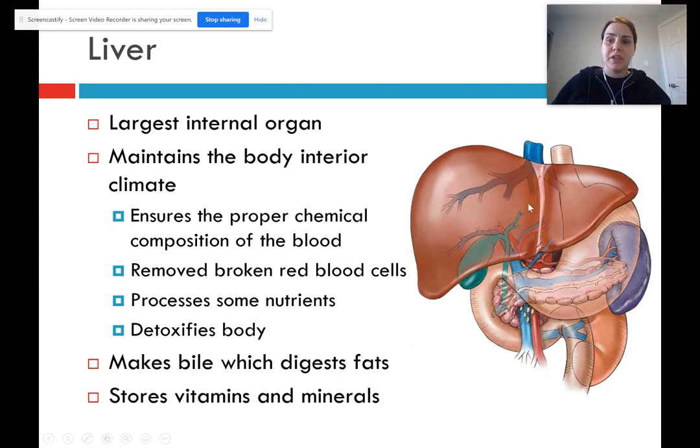Another cool thing about your liver, it's actually the only organ in your body that can regenerate itself. So for example, if someone in your family needed a liver transplant, you could donate a piece of your liver to them. That piece would grow into a full-size liver in the person who is receiving the organ donation, and the piece that you cut away would actually regrow. It's the only organ in your body that can do that, which is pretty cool.